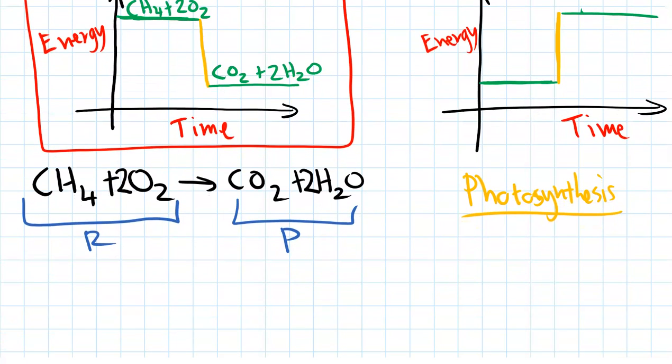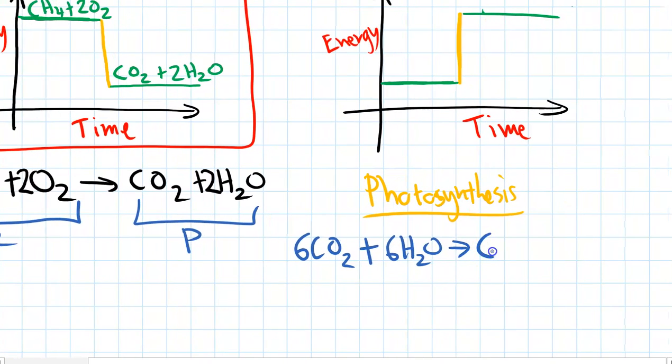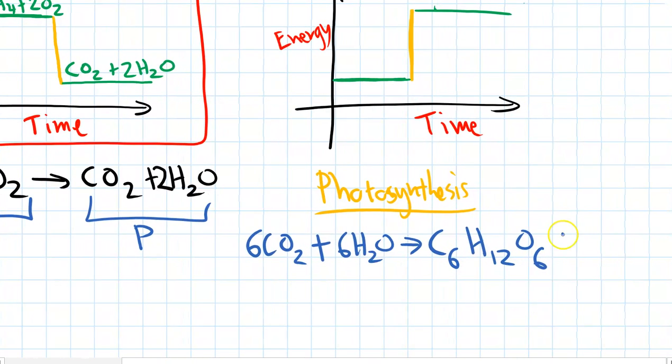And the balanced chemical equation for photosynthesis is 6 carbon dioxides plus 6 water molecules, and it makes a glucose molecule, which is a huge molecule. It's got 6 carbons, 12 hydrogens, and 6 oxygens. And it also makes 6 oxygen molecules.